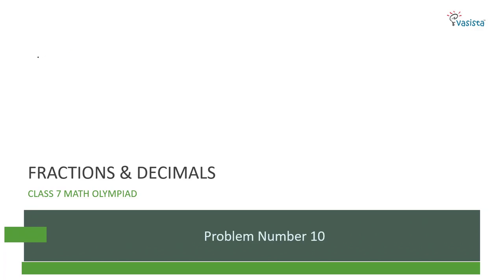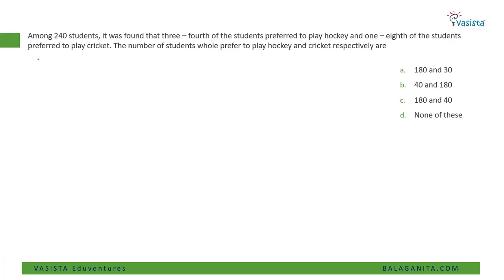Let me go with problem number 10 here. Let us check it out. Among 240 students, it was found that 3/4 of the students prefer to play hockey. So out of 240, the total number of students is 240. Out of that, 3/4 of the total students are going to prefer to play hockey.